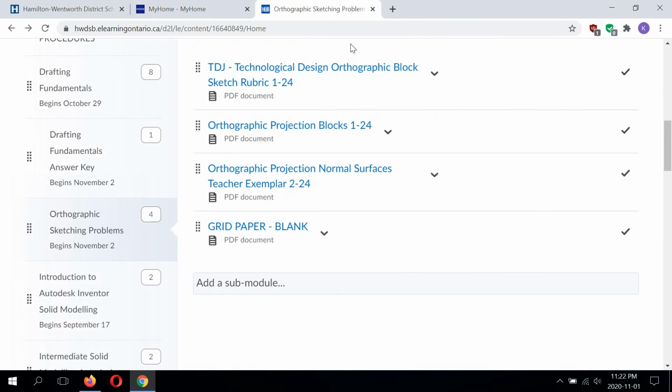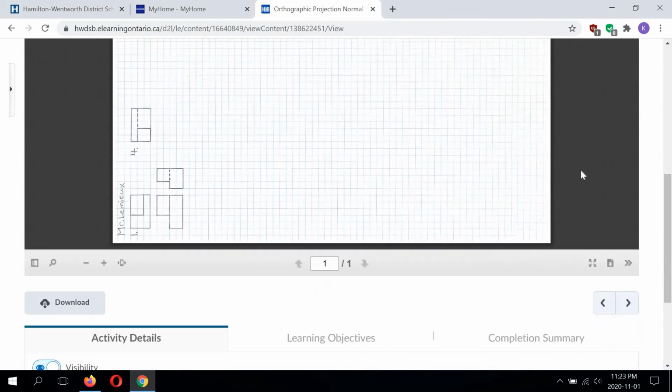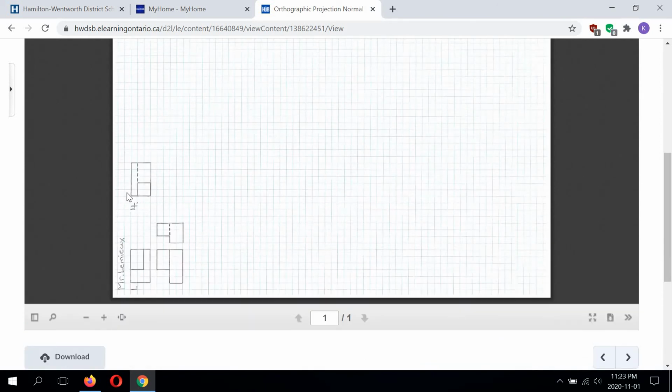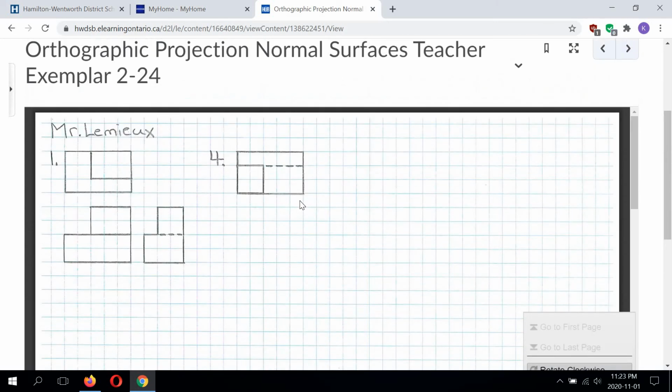Let's go back. All right, so let's take a look at my example. So this is something that I have created. I've started the assignment for you. So you can, on your sheet of paper, copy what I've done so far because it's correct, but you're going to have to complete all the rest of them. So I haven't done very much here. I'm just going to rotate this clockwise so we can see it more clearly.